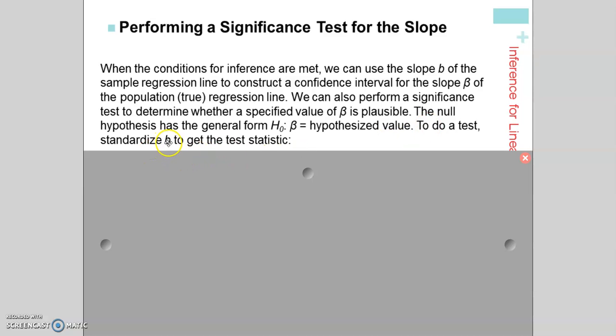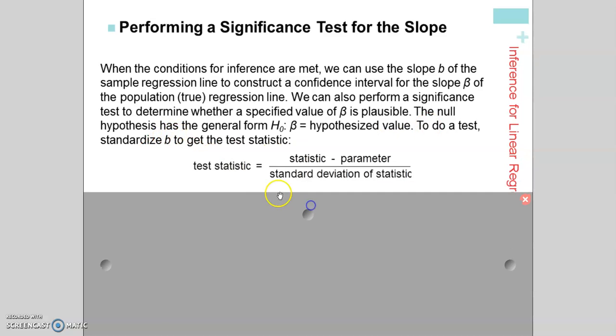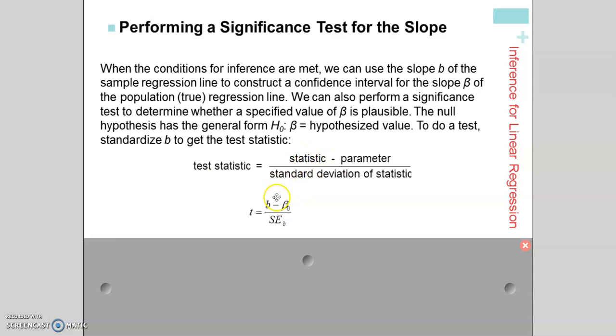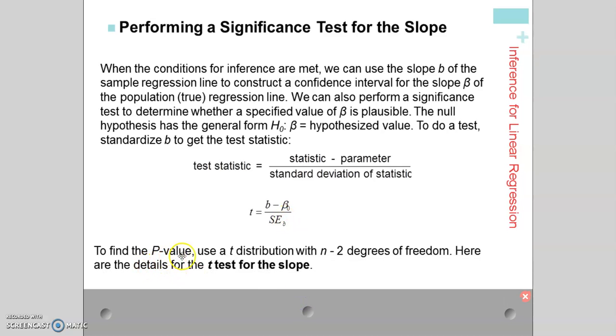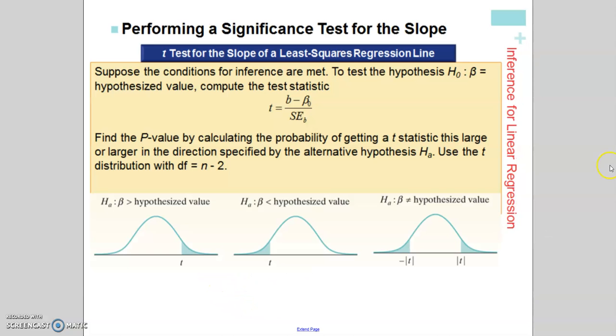In order to do the test, you need to standardize your sample slope using the statistic minus parameter divided by standard deviation of the statistic. Our statistic is b, the parameter is the null hypothesis value for beta, and the standard deviation of the statistic is the standard error of b. Then to find the p-value, you use a t-distribution with n-2 degrees of freedom, and that's the t-test for slope. There it is, believe it or not, the final inference method that we're going to learn this year. Yay! This is called a t-test for the slope of a least squares regression line.